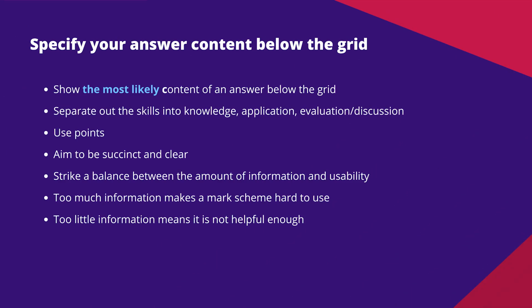Under the levels grid is the expected content of an answer. The different skills are usually presented as separate sets of points for each skill, with the headings possible content for knowledge, possible application, and possible evaluation. Below these headings, information is normally presented as a list of points. These should be written to give enough information to be helpful, but not too much to overwhelm the marker.